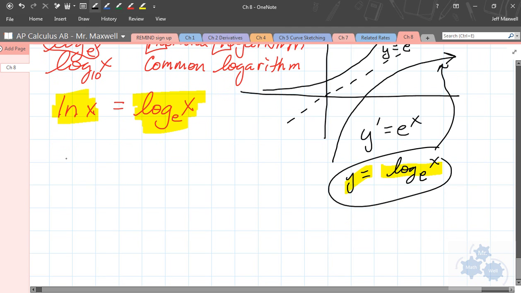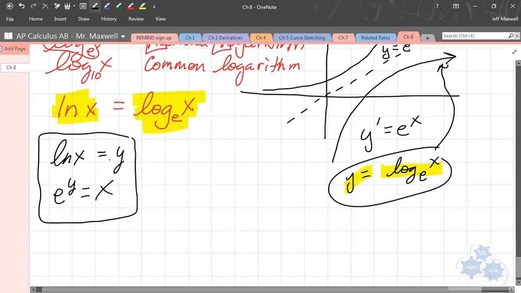So following that, if we're talking about the natural logarithm, so ln of x equals y, then we also have e to the power of y equals x, right? This ln is log of base e. So we could rewrite it like that. That's important for you to know, that that's just flipping from logarithmic to exponential.